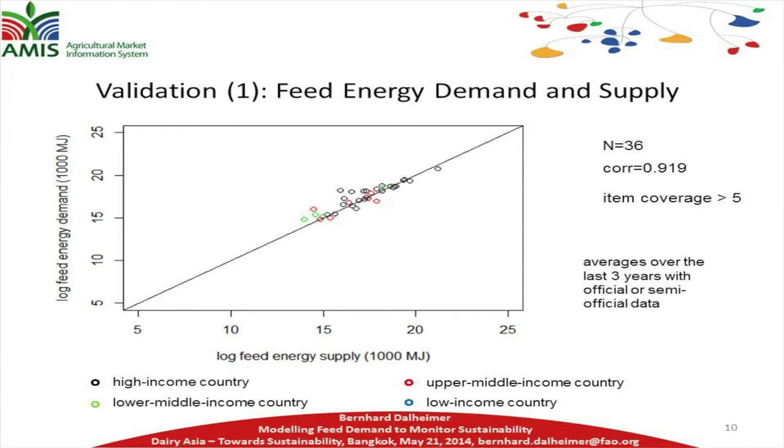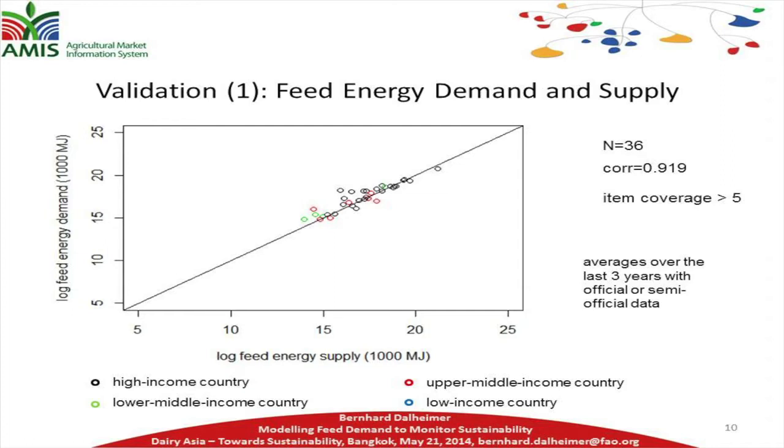Supply is what countries report in FAO-Stat, where we send out the questionnaire every year for getting all the production data, getting all the utilization data, and this is what countries report. But we only have the countries that at least report on 5 items. If a country comes up and says, yeah, we only have maize for feed, we have to put that out because this is not very likely.